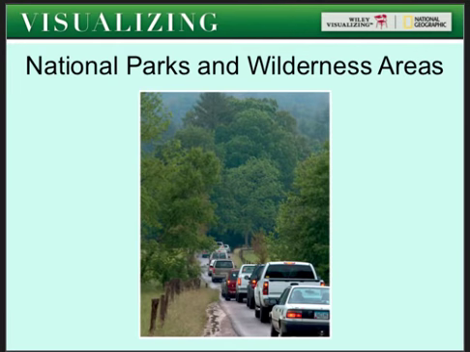Here you can see an example of the disruption of our national parks. This is heavy traffic at Cades Cove in the Great Smoky Mountains National Park in Tennessee. The Great Smoky Mountains National Park receives the most visitors of any of the U.S. national parks. The popularity of certain national parks threatens to overwhelm them.